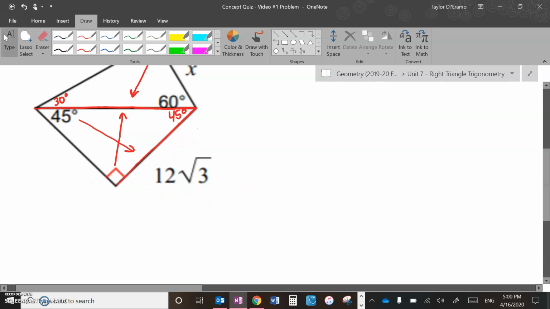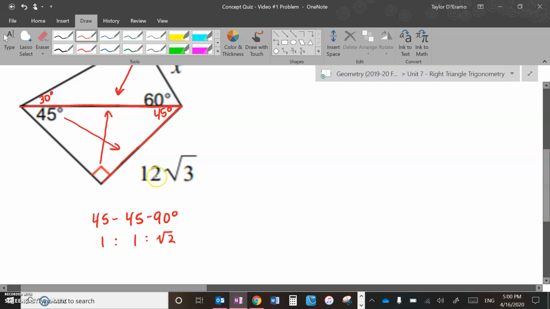And so since I know that for a 45, 45, 90 triangle, the ratio is 1 to 1 to root 2, I know that if I want to get this from this side up to here, I'm going to have to multiply it by root 2. So I'm going to go 12 root 3 times root 2, and then I'm going to divide by root 2 on both sides.